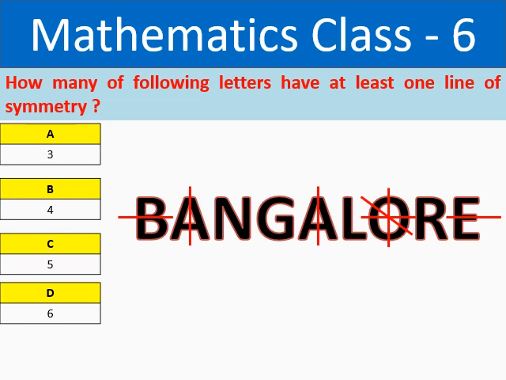So if you count the number of letters having at least one line of symmetry, then it is 5. As you can see here, this is 1, 2, 3, 4, and this 5. So option C is the correct option.